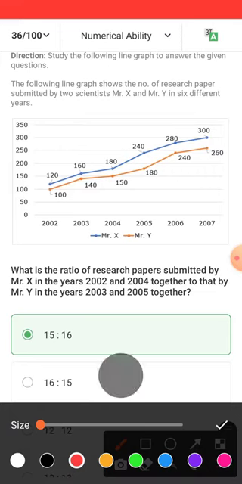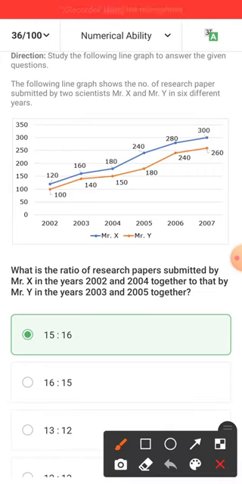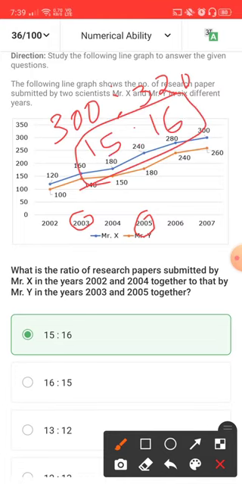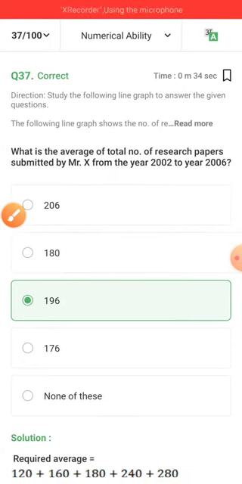So here, Mr. X in 2002 and 2004. Mr. X is the blue. So 120 plus 180, 300. And Mr. Y in the years 2003 and 2005, Y is orange. 140 plus 180, it is 320. You all know the answer. It's like 15 into 6, 15 is to 16. Okay. Now next question.